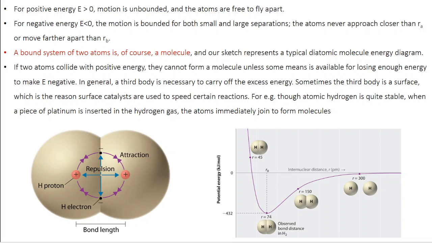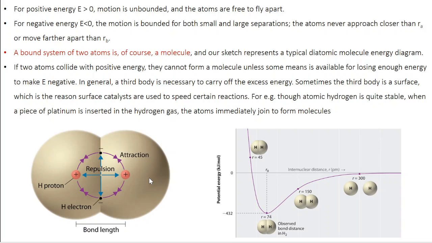Now some of you would have guessed that a bound system, like 2 atoms bound together, is nothing but a molecule, right? So our sketch represents a typical diatomic molecule energy diagram. Now I can illustrate this with the example of a hydrogen atom. So you know that hydrogen can exist in atomic state, or 2 hydrogen atoms can combine together and form a hydrogen molecule, H2 molecule. Okay. Let's try to understand the formation of a hydrogen molecule using the energy diagram.